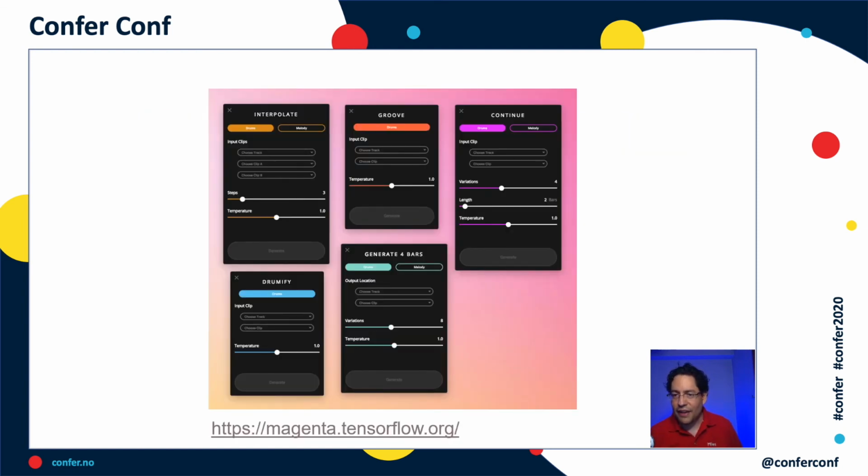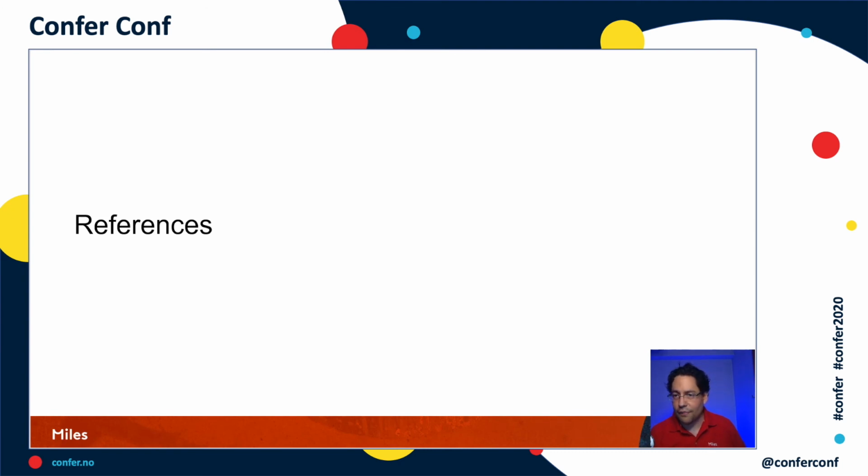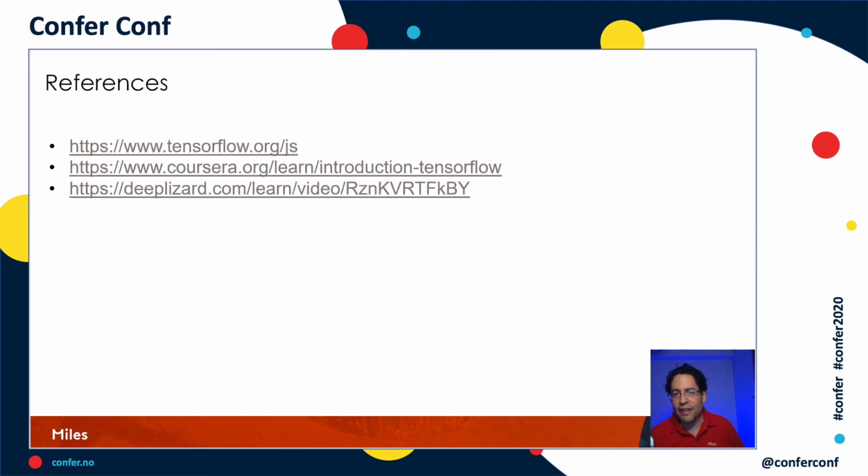And the third example is something called Magenta. So Magenta is a tool where you can use machine learning for music generation. So you can read more about Magenta on the link below. Then I have some references, so you can read more about TensorFlow on the link here. And there's also a great introduction course from Coursera called Introduction to TensorFlow. And if you want to know more about this image classification example, you can see a video series here from Deep Lizard.